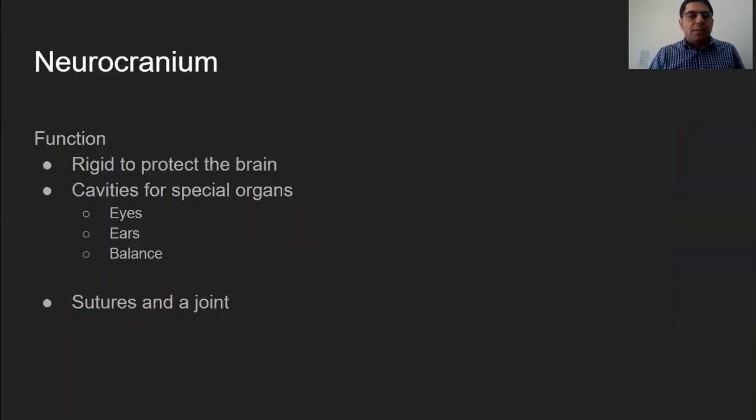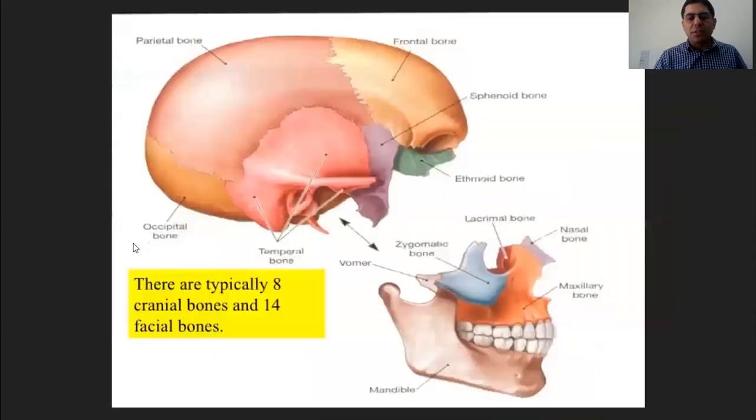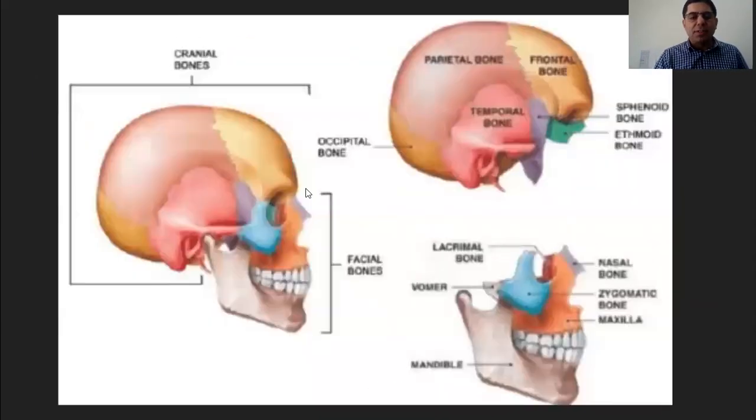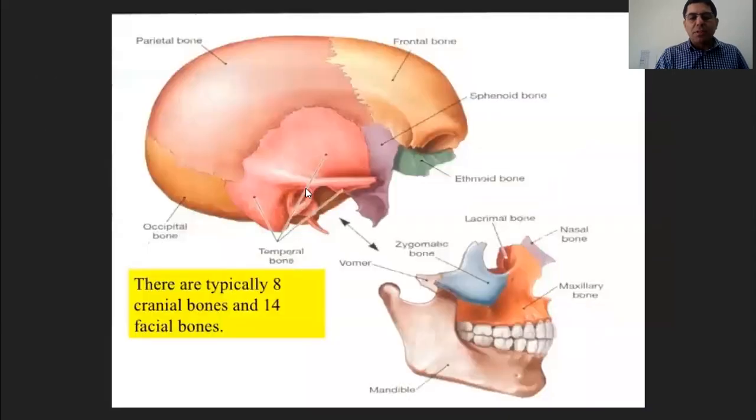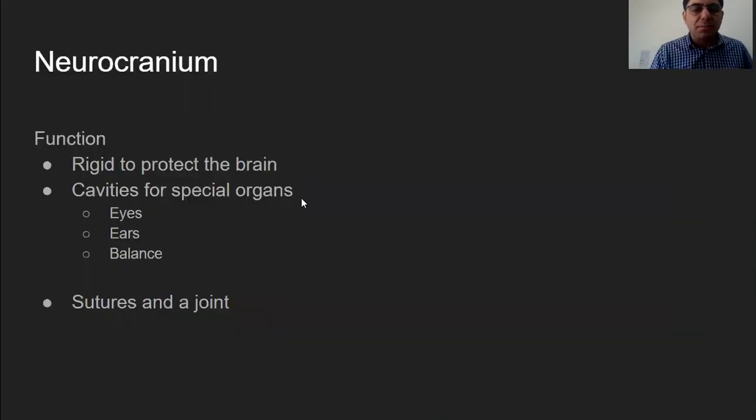Okay. So the neurocranium, what is it for? Why is it there? Well, the most important part of your body is the brain. Without the brain, we do not function. We can't live. So the most crucial part of your body is the brain, and that is rigid to protect it. There are some cavities for some special organs. The eyes, there is some cavity here. The ears, and you can see that in the temporal bone here, there's a cavity here. And then there is the balance, which is within the inner ear, and that is also another cavity.